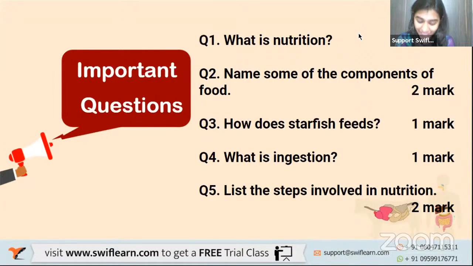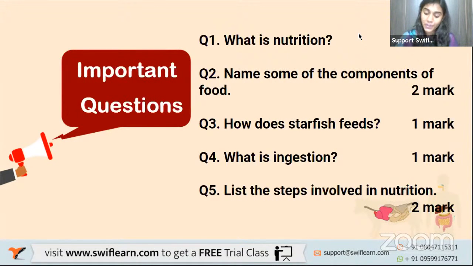So the first is, what is nutrition? The second question is, name some components of food. The third question is, how does starfish feed? We just did that. The fourth question is, what is ingestion? And the last question is, list the steps involved in nutrition. There are 5 steps involved in nutrition. Just name the 5 steps.